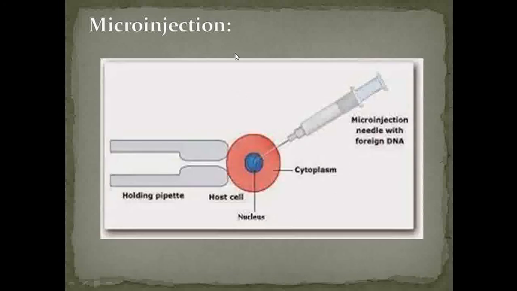Then the third method, we call microinjection. Basically, we use that technique under plant tissue culture. Here the host cell is held in the holding pipette, and using the microinjection needle, which contains the foreign DNA, we insert that foreign DNA into the host nucleus. If you apply that process in tissue culture, you can directly transfer the gene of interest into the callus also.